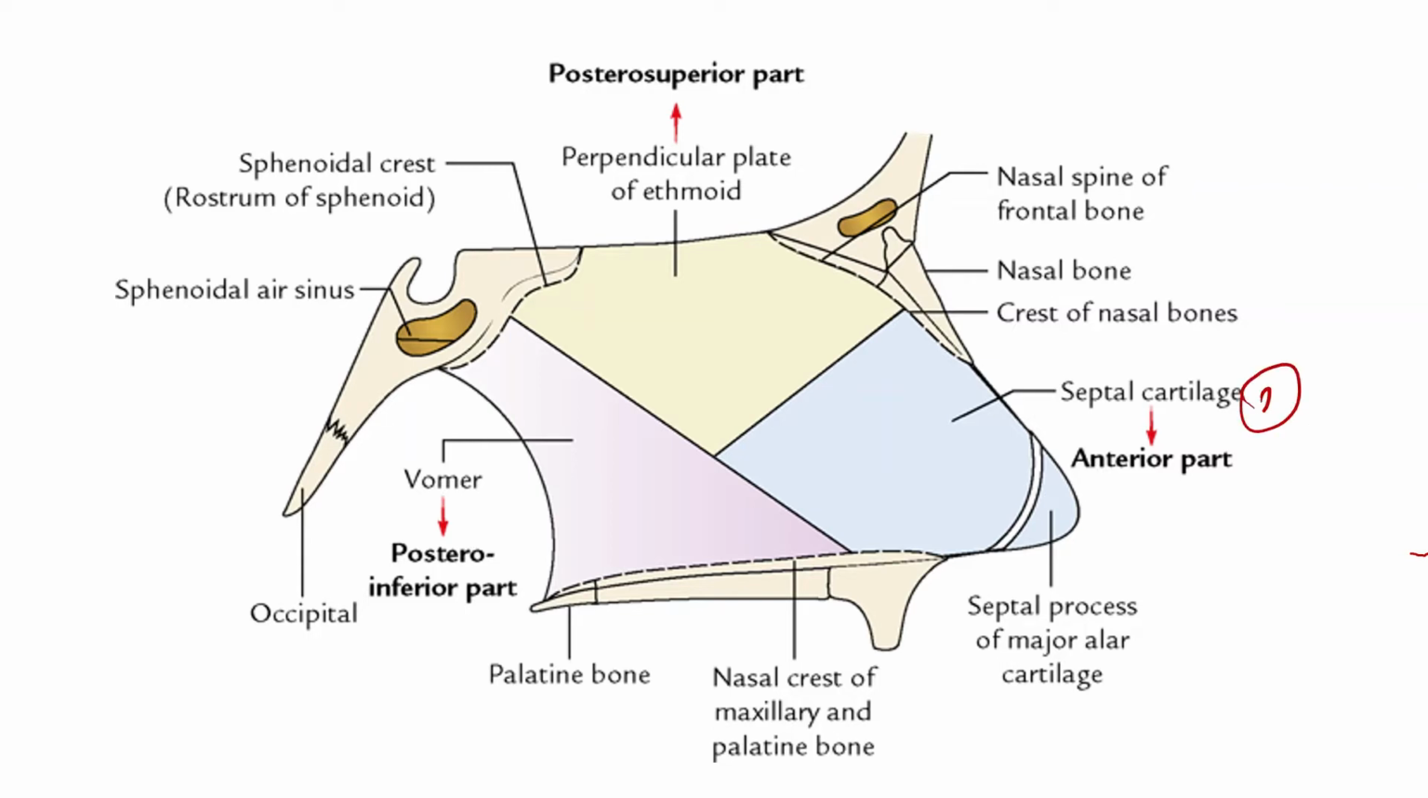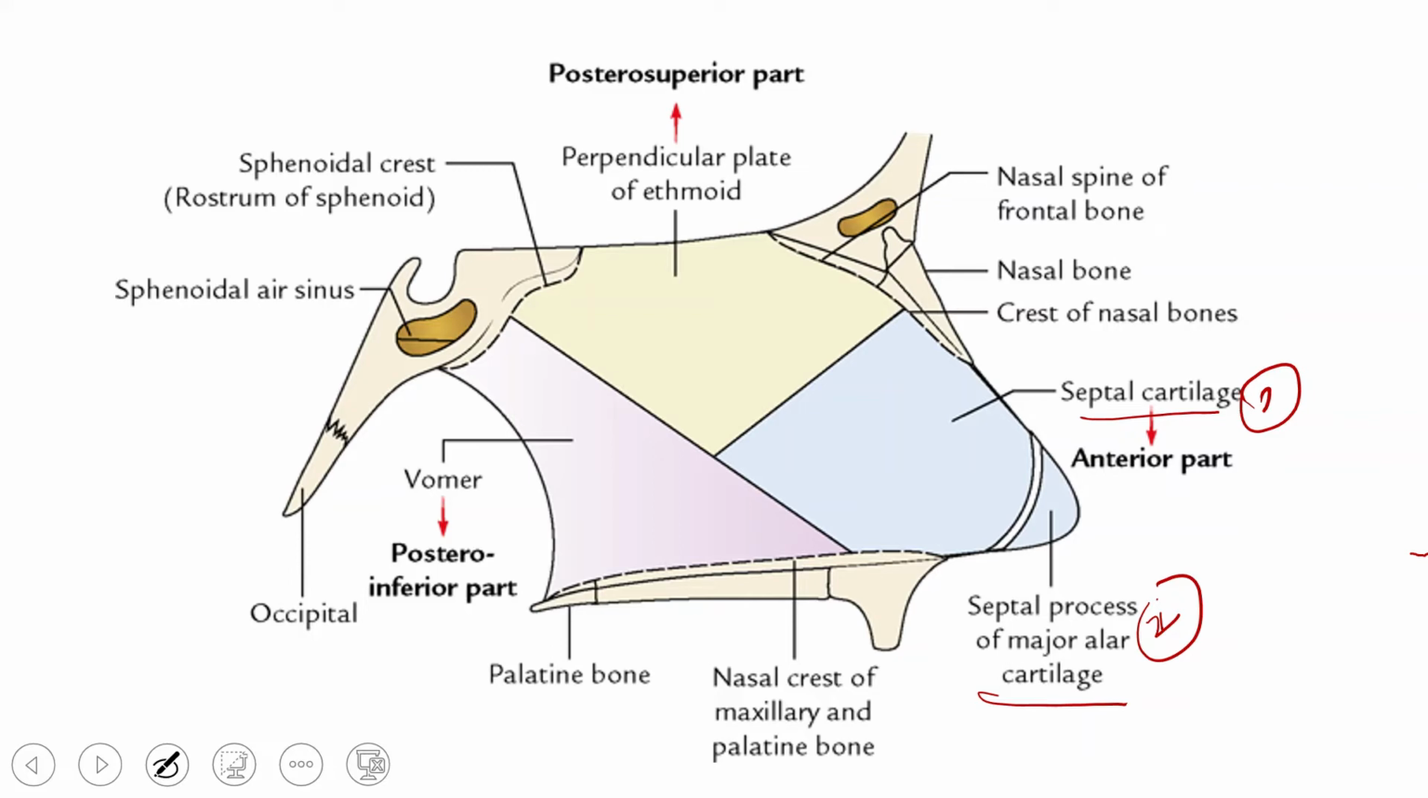Other than the septal cartilage, in the anterior most part we can make out the septal process of the lower nasal cartilage, or the alar cartilage, as seen here. So these are the cartilages which take part in formation of the nasal septum anteriorly. Other than these two, the septal cartilage and the alar cartilages, there may sometimes be the presence of one cartilage called the vomeronasal cartilage.